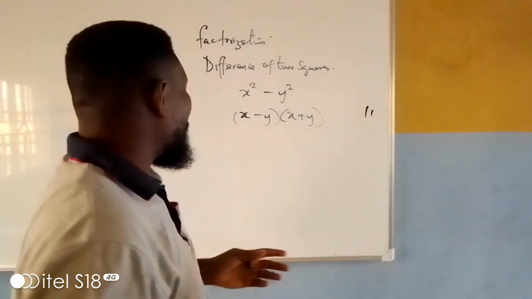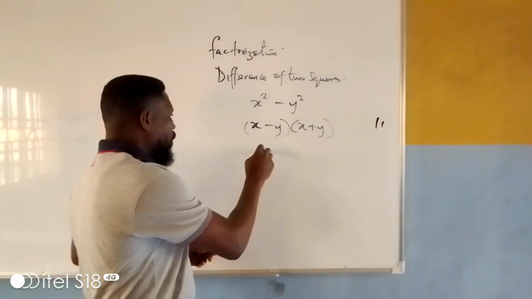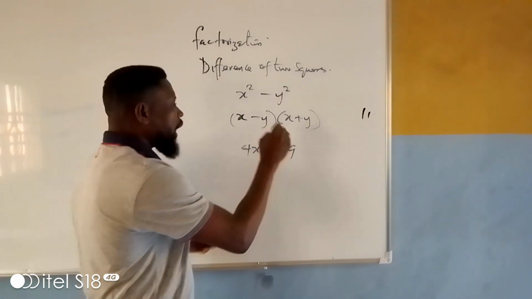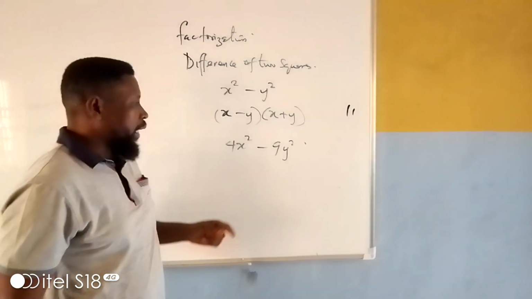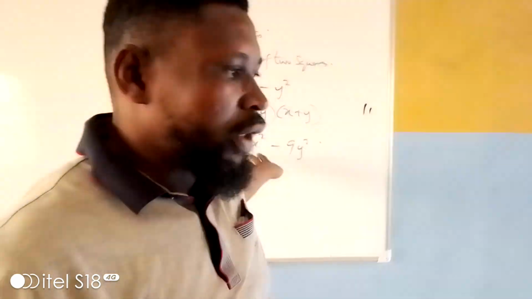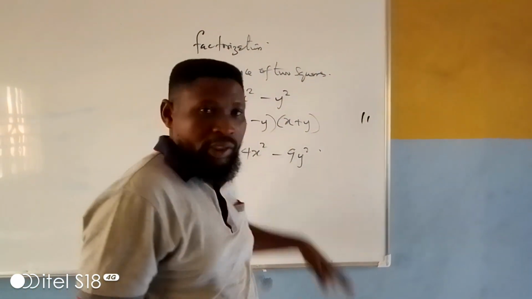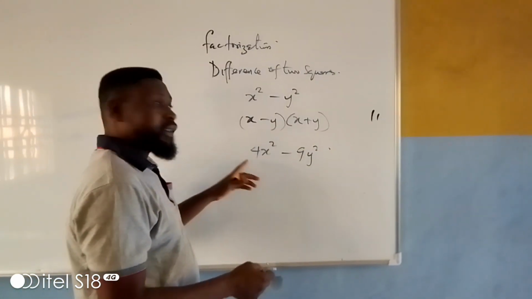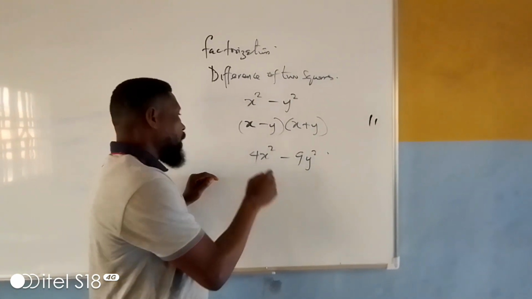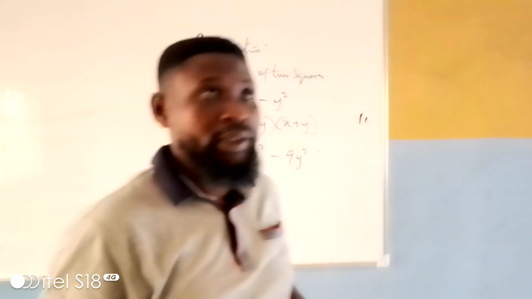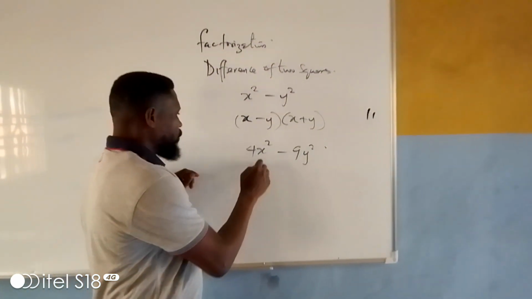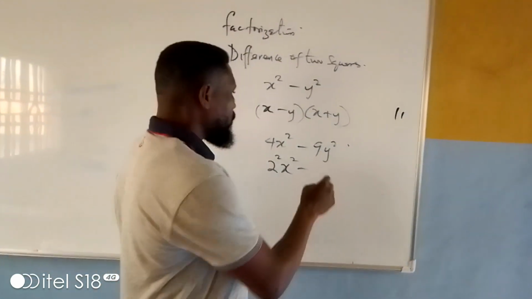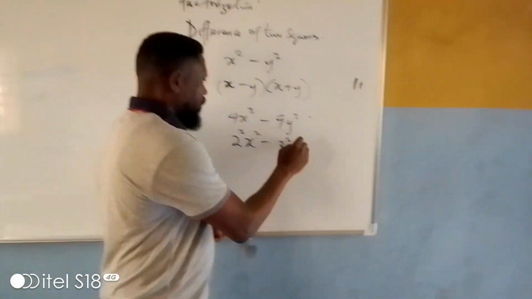Okay, now we can also have other forms of factorization in difference of two squares. For example, if I have 4x squared minus 9y squared, I can also present this expression in difference of two squares. How do I do that? x, of course, is already in square. 4 can also be expressed as 2 squared, 2 squared x squared, minus 3 squared y squared.